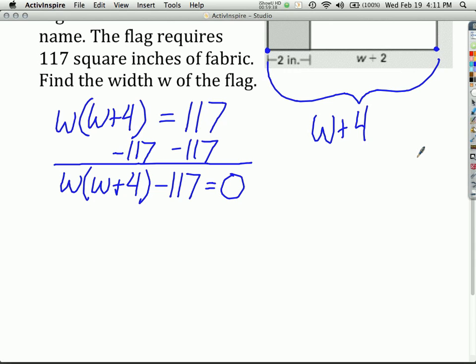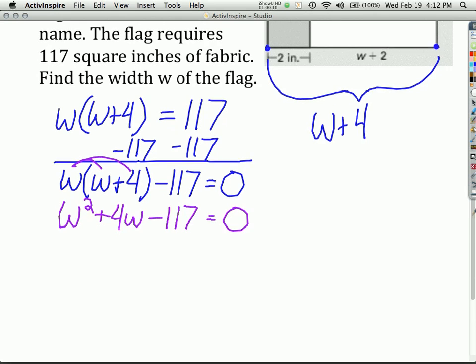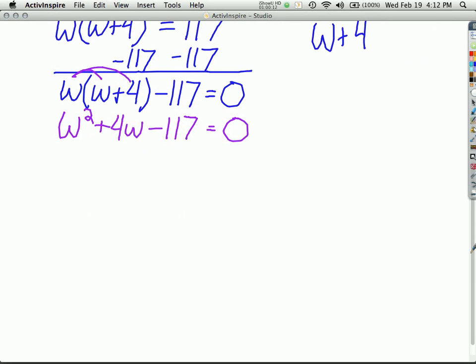So what needs to be done, it's kind of a roundabout process. We're going to have to kind of go backwards to then go forwards. Edgar? Yeah, we have to distribute this here and here. And what will we get as a result of that? Alexandra? W squared plus 4w. And now look, minus 117 equals 0. Now we have a trinomial that we can factor. So now we can do this.